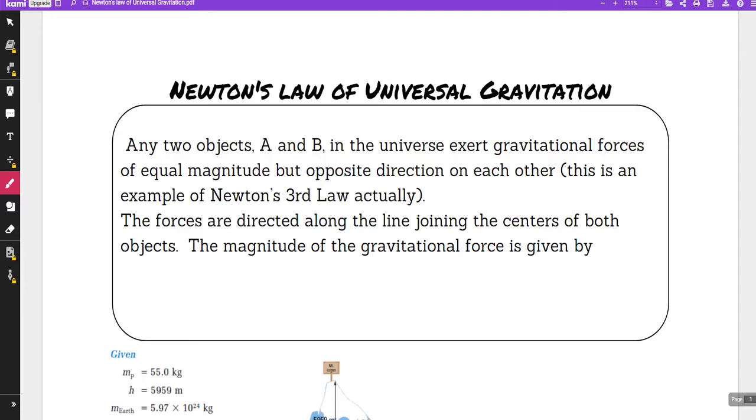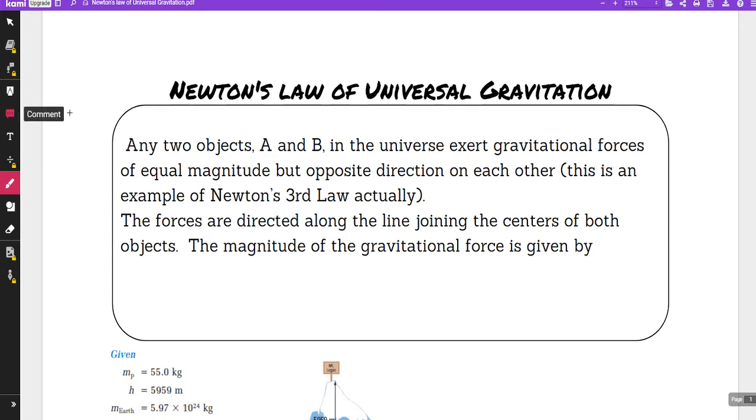Okay, and welcome to Newton's Law of Universal Gravitation, which means that we are slowly delving into some space science, which is fun, because the last time you would have seen anything to do with space would have been back in grade 9. So Newton's Law of Universal Gravitation is actually an example of Newton's third law, and it just talks about how two objects exert gravitational forces of equal magnitude but opposite direction of each other. And if you did that forum post with the simulation, that would definitely help your understanding right here.